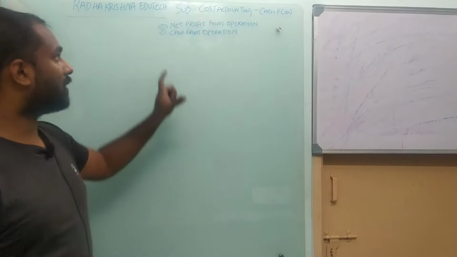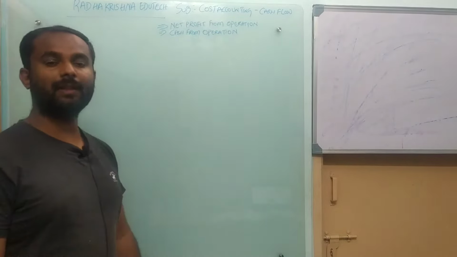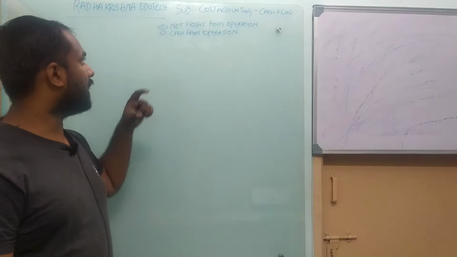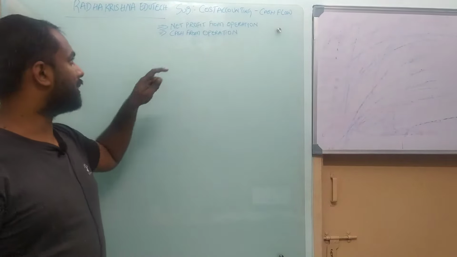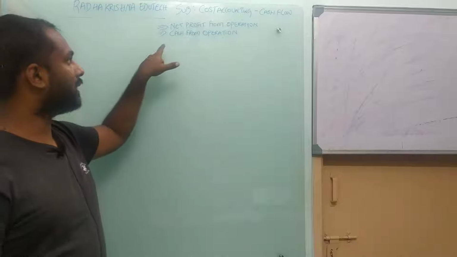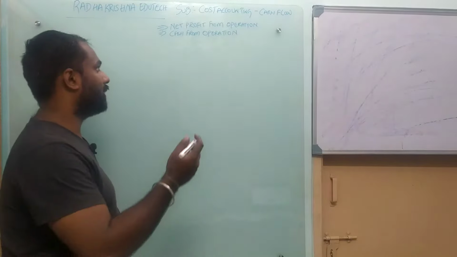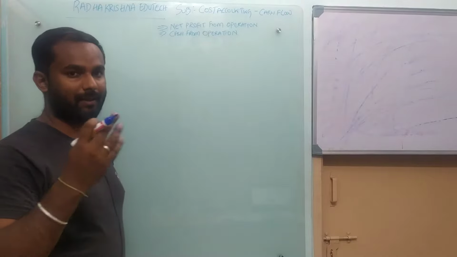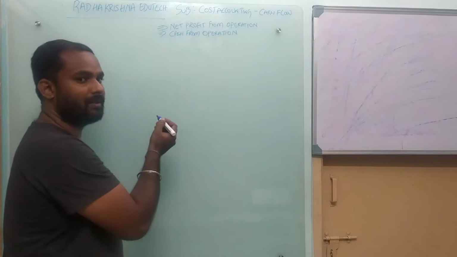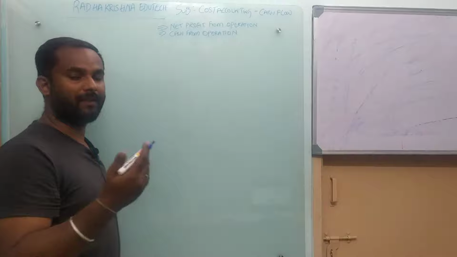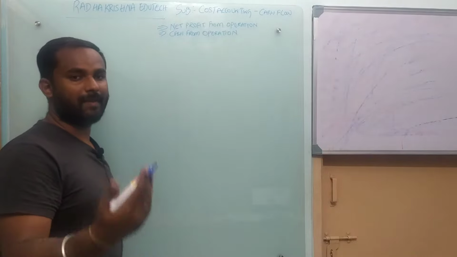Today we will discuss a subject called cost accounting, in that the cash flow statement. In that we will be discussing two new topics like net profit from operation and cash from operation. Usually in the textbook you will come across that you have to calculate the cash flow statement in three ways, like cash from operations, cash from financing activities and cash from investment activities.